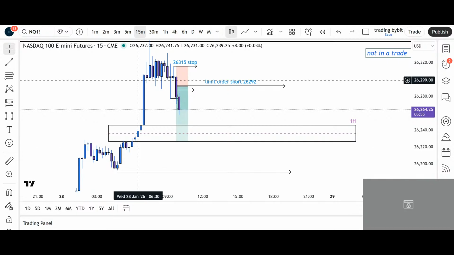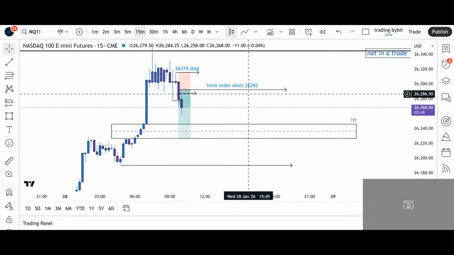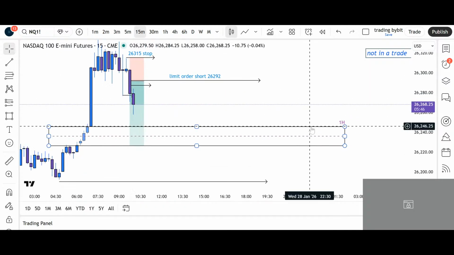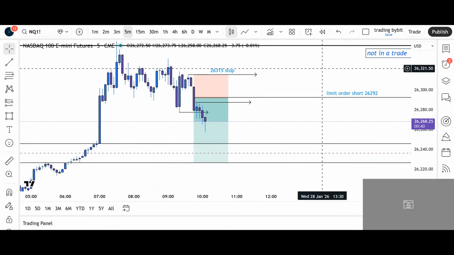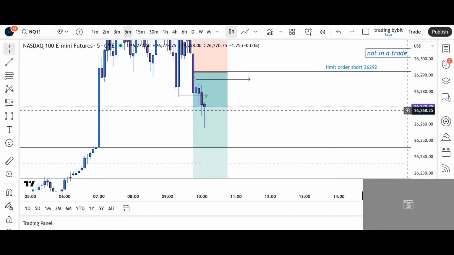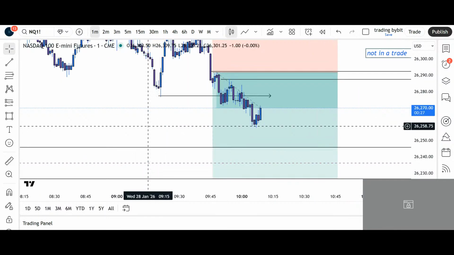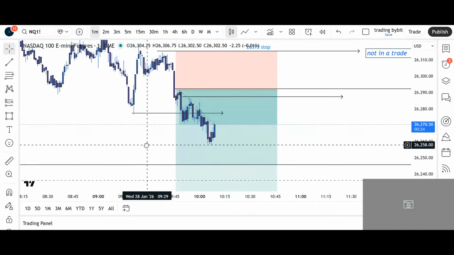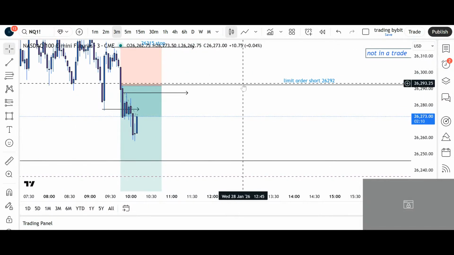Then we already had a 200-point move up, so choppiness is more than normal, and sideways movement is more than normal too. Again, this is a half-hour trade, nothing more.